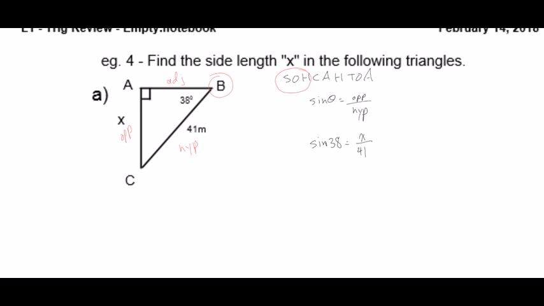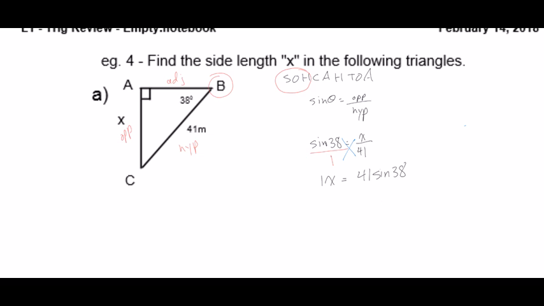And now, doing our appropriate substitutions, we get the following. Sine 38 equals x over 41. Now, once we've done that, all you have to do is add a 1 underneath sine 38, and now we're back to what we were doing before, which was cross multiplying. And we end up with this. 1x is equal to 41 sine 38.